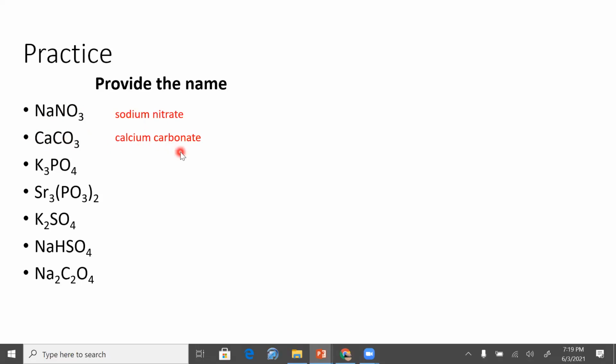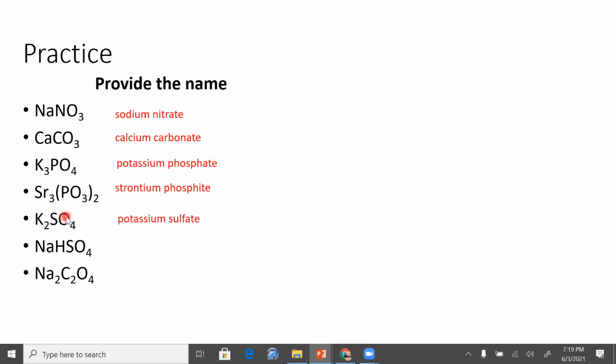carbonate. K3PO4, potassium phosphate. Sr3PO3 is strontium phosphite. Now think about this. Strontium's an alkaline earth metal. It has a charge of +2. That's where this 2 comes from. Phosphite has a charge of -3. That's where this 3 comes from. So we're still crisscrossing the numbers like we did for the simpler binary ionic compounds. It's just a little bit more complicated because it involves polyatomic ions.